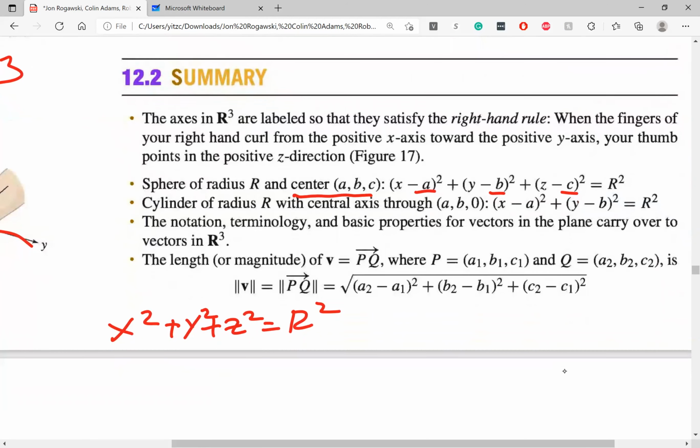The cylinder is very similar. You just don't restrict the Z-axis. So you have X squared plus Y squared, and you don't restrict the Z-axis. And then that allows the Z to go plus or minus infinity. So the Z has no restriction.